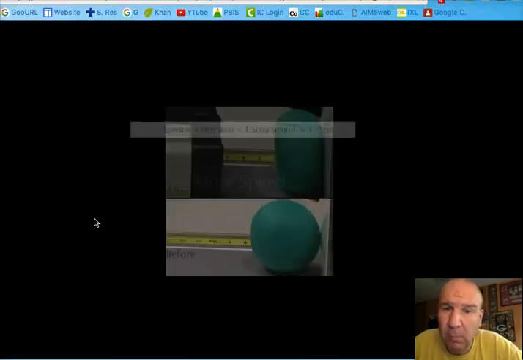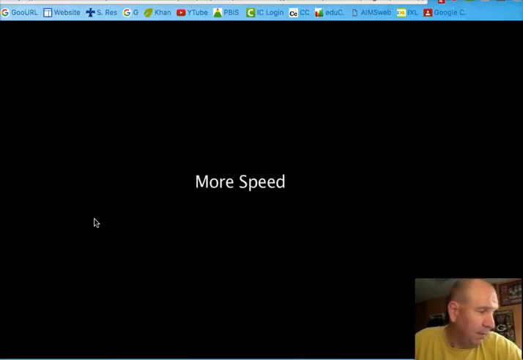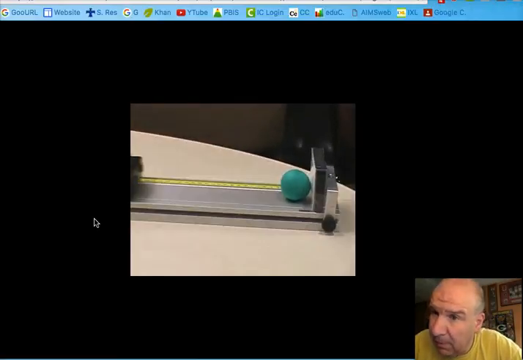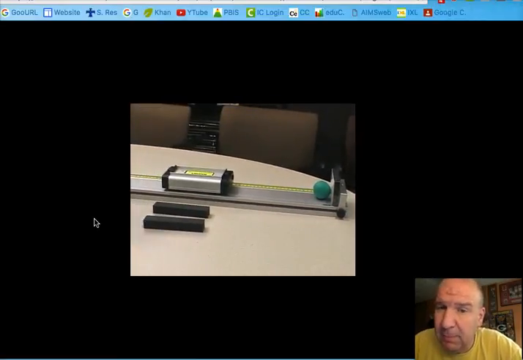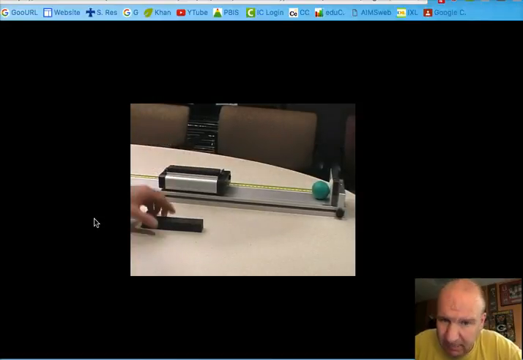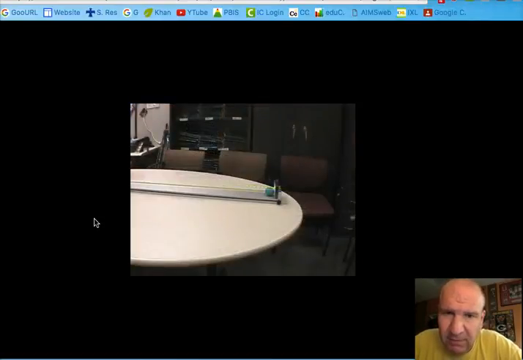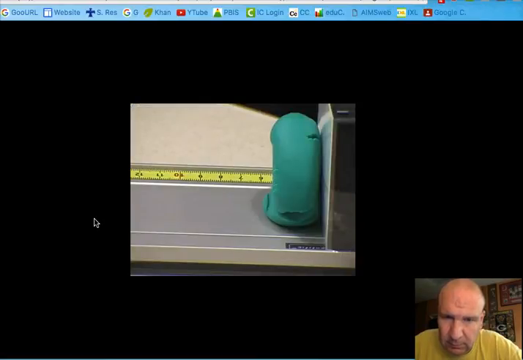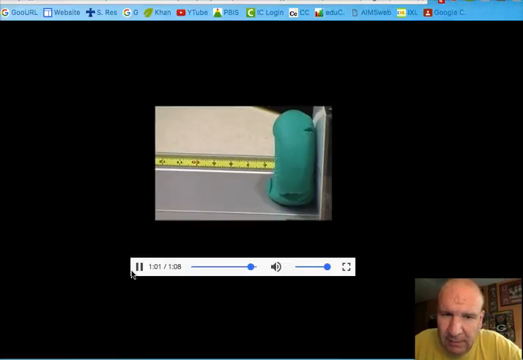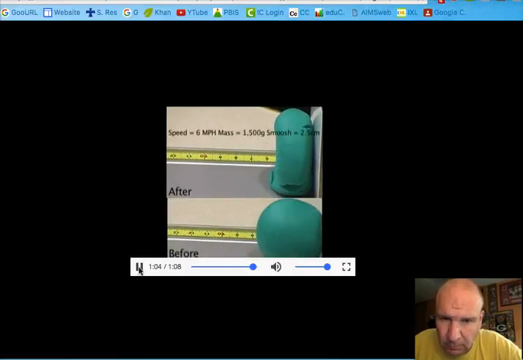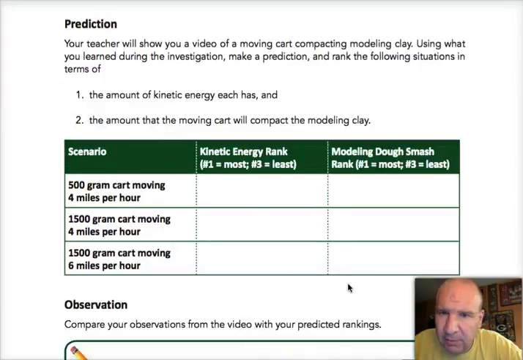So they're going to run it once more, except this time they're going to have a 1500 gram cart going 6 miles per hour. So they're going to keep the same mass, but now they're increasing the speed. So you see they're adding the masses again, but look how much faster it's going. So I'll pause it one last time shortly. Go ahead and record your data. So you should have recorded 2.5 centimeters of squish.